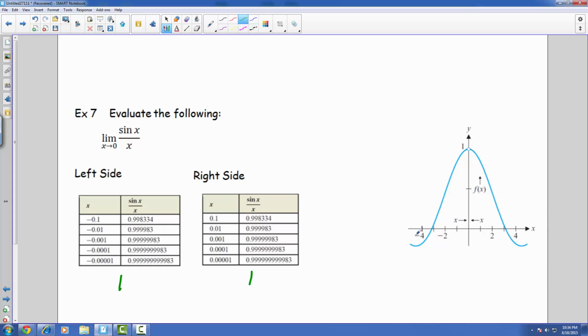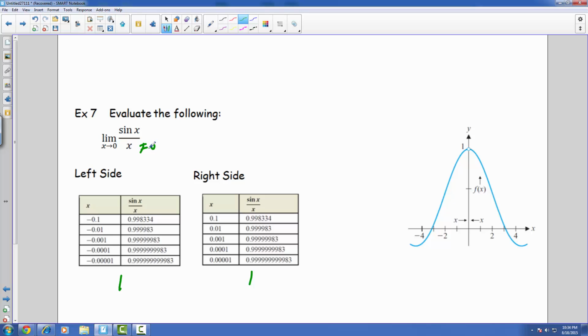Even from our graph, we can see that as we approach 0 from the left, it is in fact approaching that limit of 1. Likewise, from the right side, it's approaching that limit of 1. There is in fact a hole there. The reason is that if you were to set the bottom equal to 0, you would get an undefined statement, so x cannot be equal to 0.